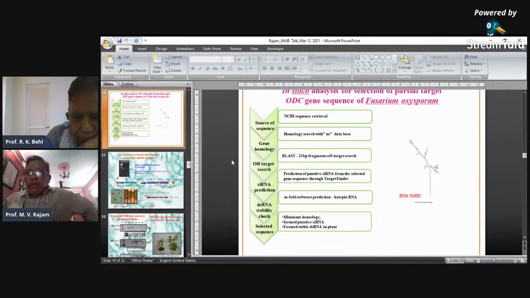We wanted to rule out any off-target effects of every siRNA molecule of 21 base pair size. That is the reason the sequence was divided into 21 base pair fragments, and each of these fragments was again subjected to BLAST search, just to rule out any off-target effect, that is silencing of unintended genes. And then we also checked the prediction of putative siRNA molecules from the selected sequence. And finally, of course, we used M-Fold software to predict the stable structure of the hairpin. Having done all this exercise using in silico analysis, we found that the selected 560 base pair sequence has minimum homology, it can form potential siRNA molecules, and it can also form a stable double-stranded structure, as shown on the right-hand side.